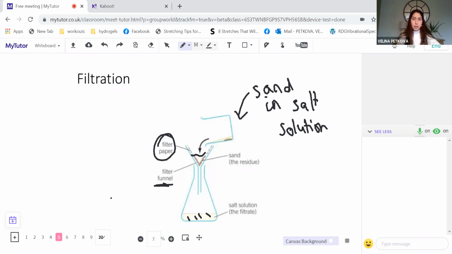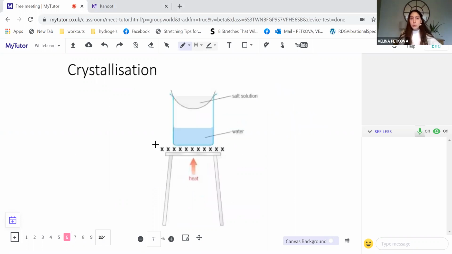So now let's see crystallization. With crystallization, this is how we're going to separate our salt solution. Here we have our salt solution, and of course we know that salt is a solid to begin with, right? You should have seen salt in your houses, that you add to your fish and chips. So we've got a solid that is dissolved in our water, in our solution.